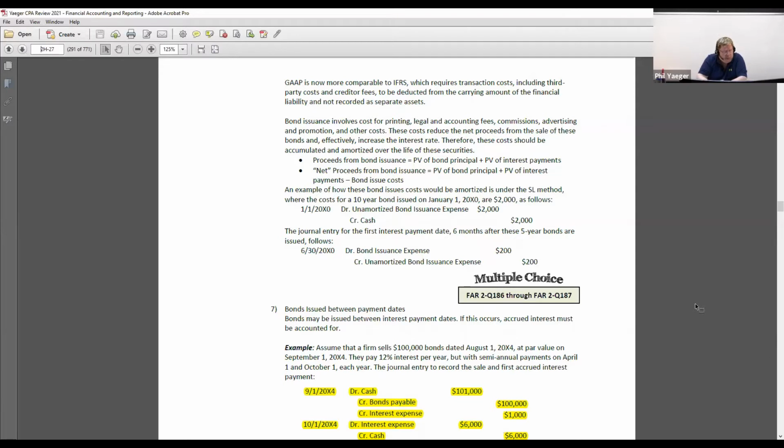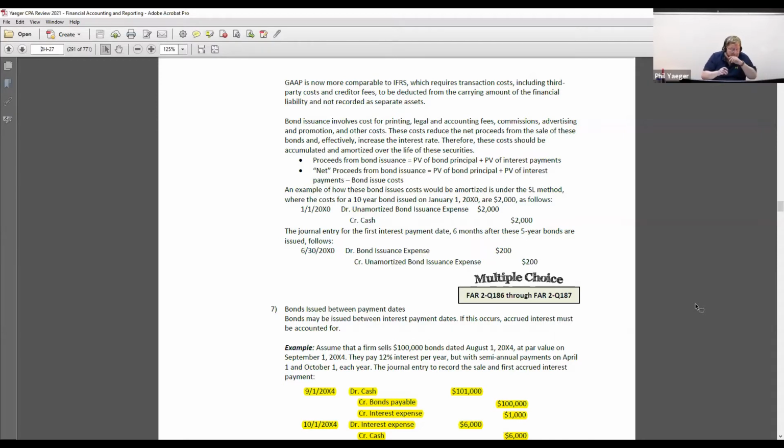And when they do that, this is what they're going to do. First of all, they paid $2,000 here on 1/1/20X0: debit unamortized bond issue expense, credit cash. Now, the journal entry for the first interest date and the first period they amortize the bond issue expense: they're going to debit bond issue expense $200 and credit unamortized bond issue expense $200.